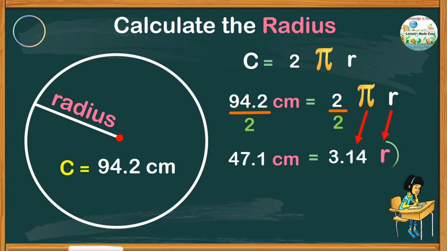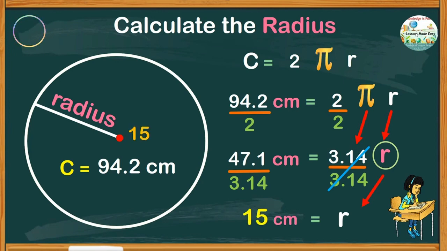We need only the radius, so to get rid of pi is to divide by the same number, 3.14. Just cancel, and what remains is the radius. Same with the circumference, divide by 3.14, and whatever the quotient is our radius. So we have 47.1 divided by 3.14, we get a quotient of 15. Our radius is 15 centimeters. And that's it. That's how you calculate the circumference, radius, and diameter of a circle. Should you need to review, you can always check out this video from time to time.